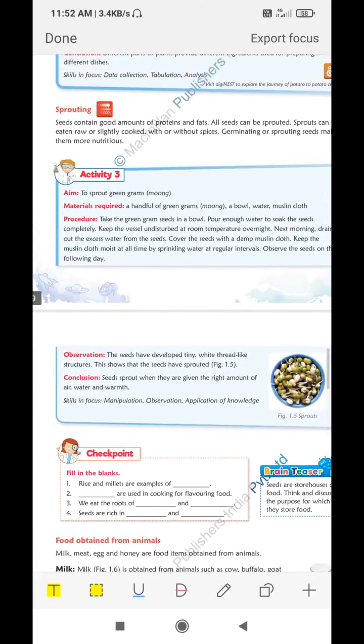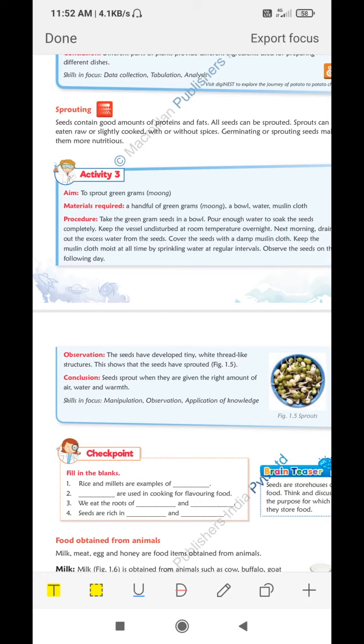And sprouting. Sprouting means germination of a new plant from seeds. Yes, seeds contain a good amount of proteins and fats. So all seeds can be sprouted. Sprouts can be eaten raw or slightly cooked. Okay, we can eat raw sprouts also.